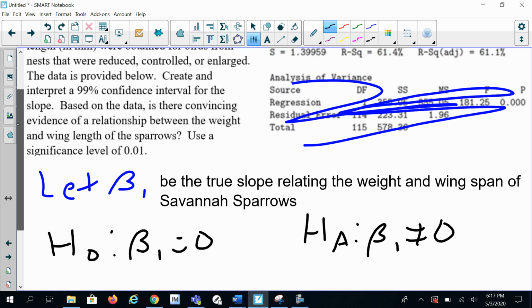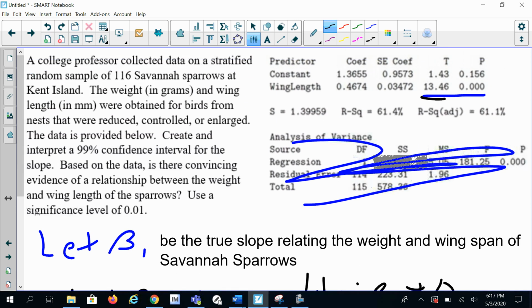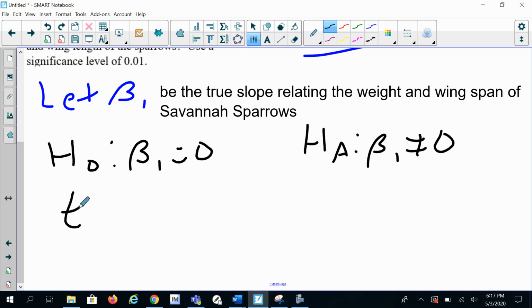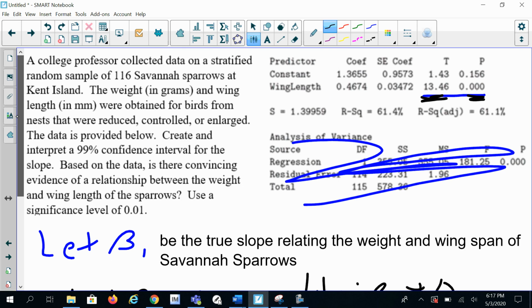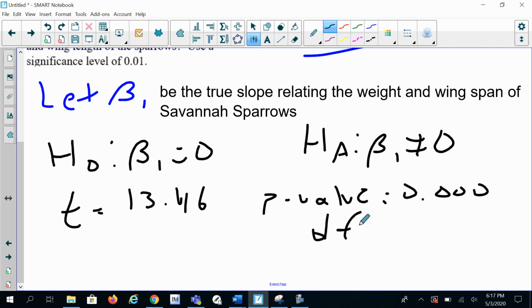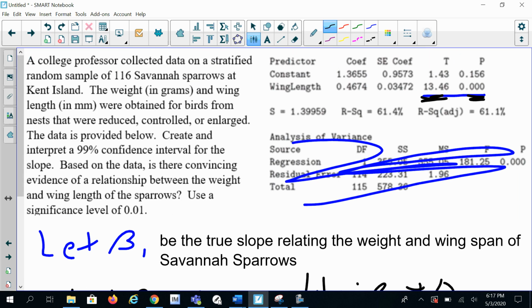Find our t-score and p-value. T-score, 13.46. P-value, just write equals 0.000. It's fine. So t equals, I forgot already, 13.46. The p-value, I'll just put equal to 0.000. And the df was 114. Remember, we found that because we had 116 sparrows, and 116 minus 2 is 114.